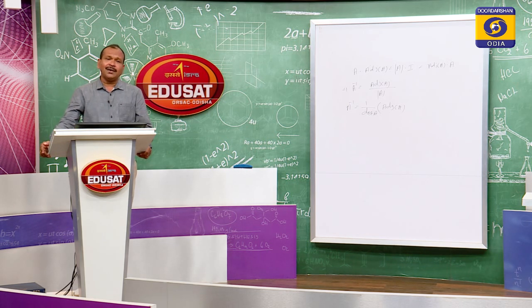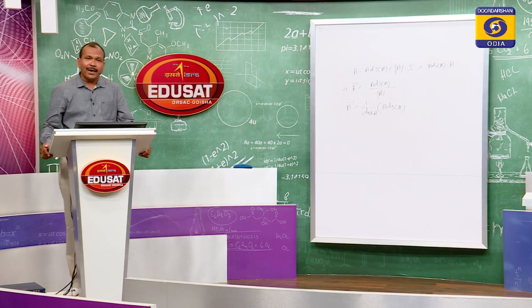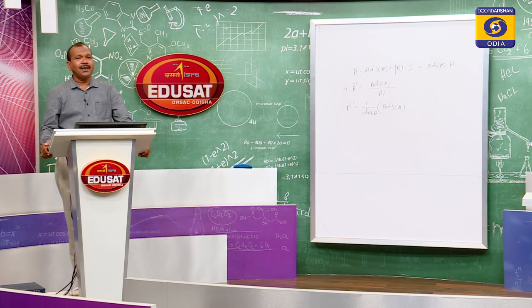The most important point: whenever we find the inverse of a matrix, first we have to find the determinant value. If the determinant value is not equal to 0, then proceed to find the minor matrix, cofactor matrix, adjoint matrix, etc. Then A inverse = adjoint A by det A.